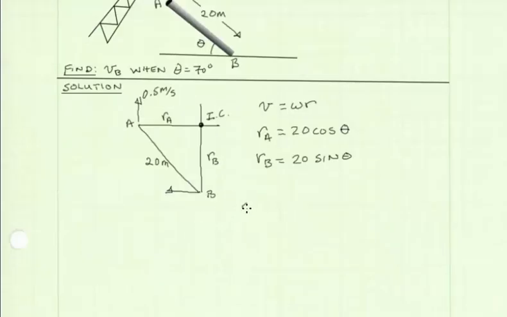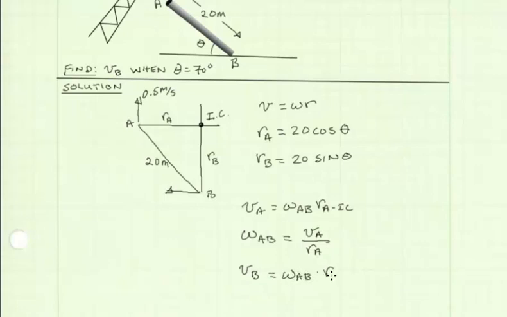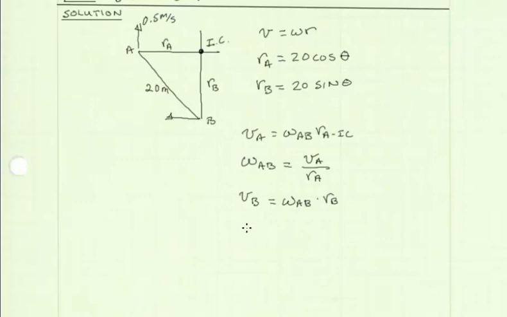Now, knowing that the velocity of A is equal to omega AB times the radius to A from our instant center, omega AB is equal to the velocity of A divided by the radius of A. The velocity of B is going to be equal to omega AB times the radius to B. Substituting in what we solved for omega AB, the velocity of B is equal to the velocity of A over the radius of A times the radius to B.